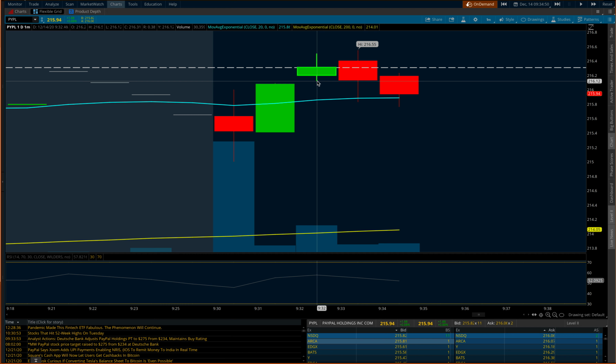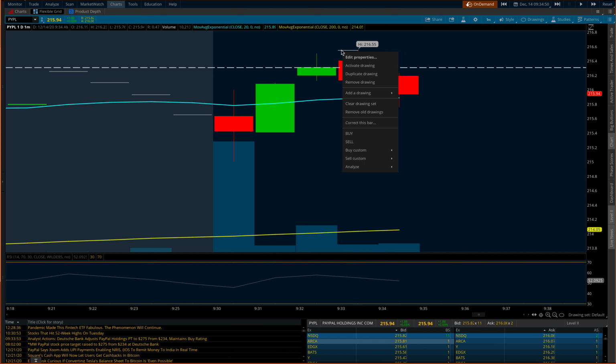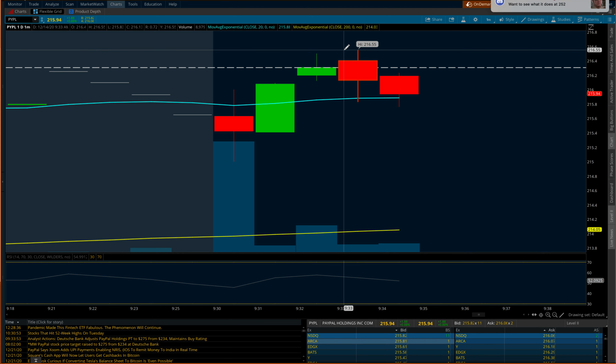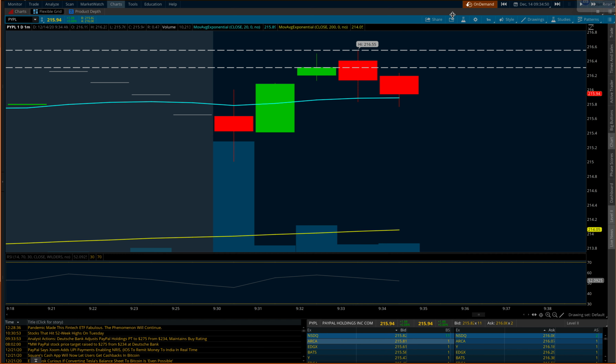So it created a gap right here, and then I waited for it to fill, and then it created an intraday high right here. So this was my new level of resistance that I was going to enter after it filled the gap. That was my choice of entry after it filled the gap, right?